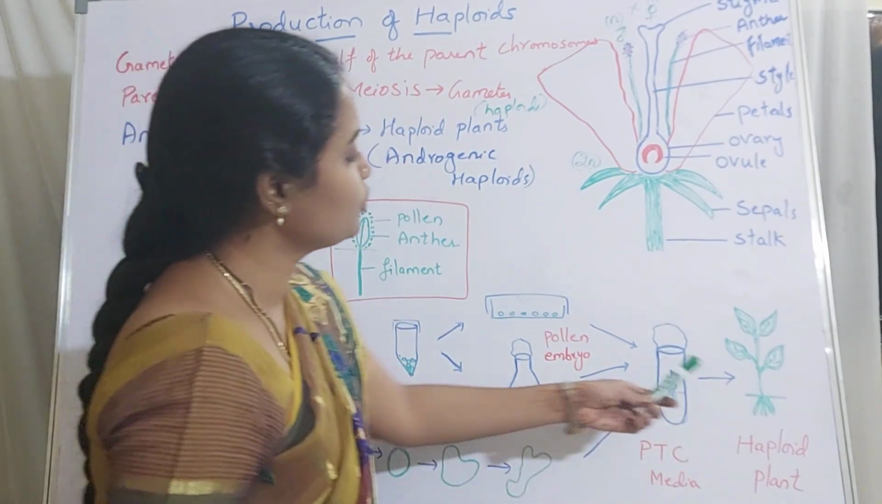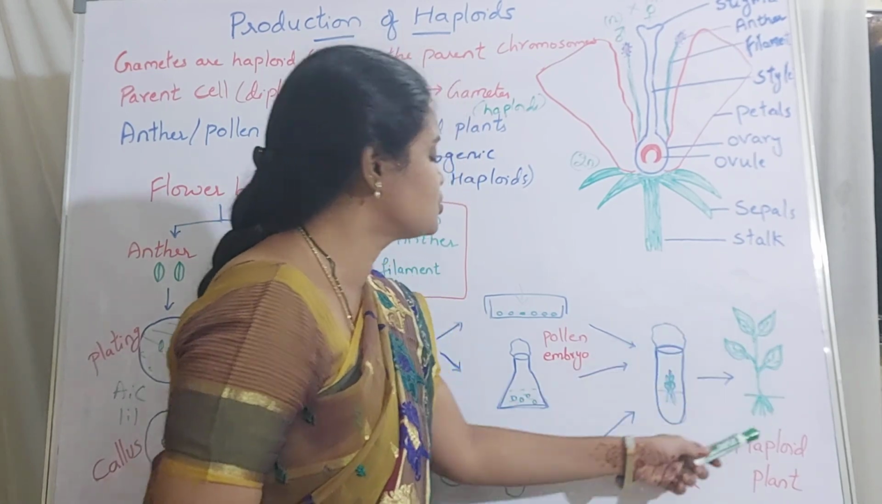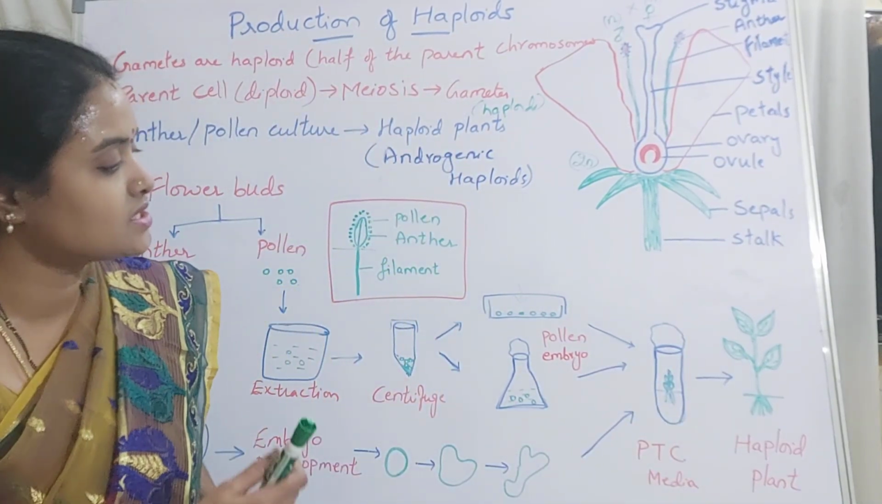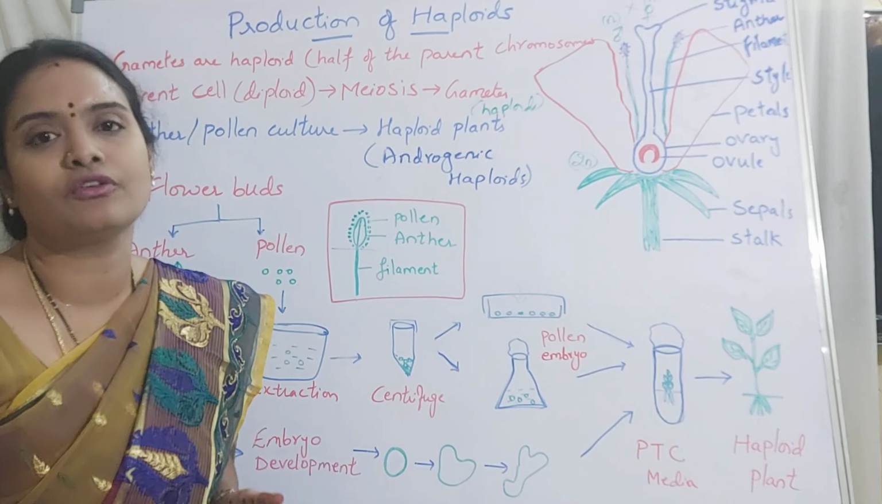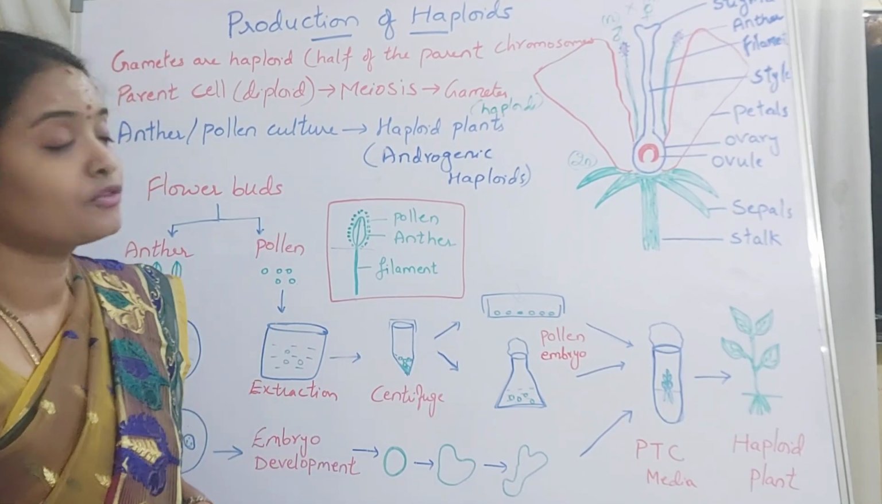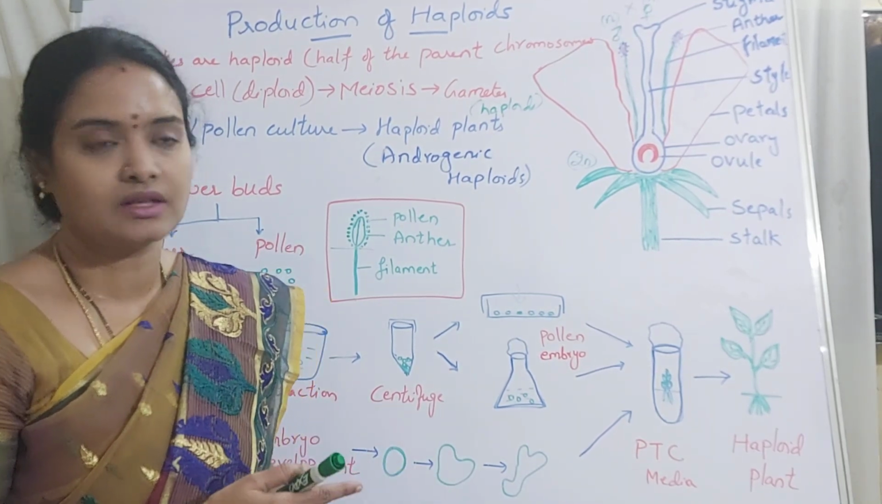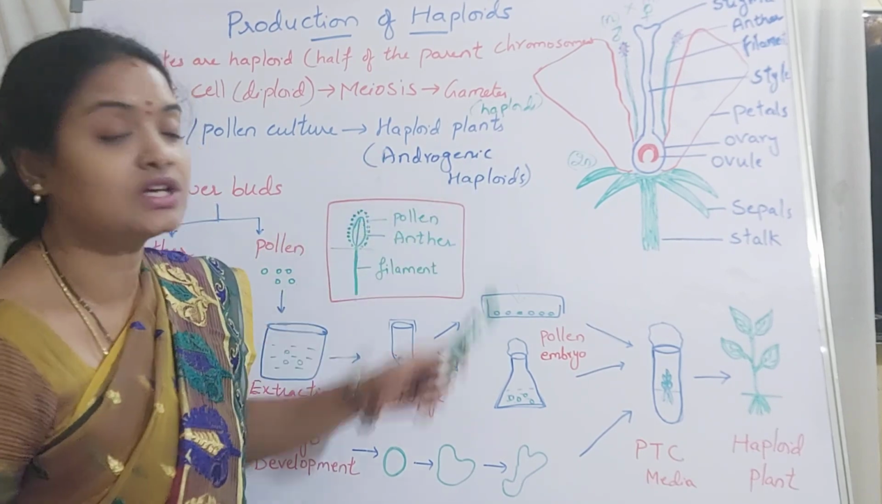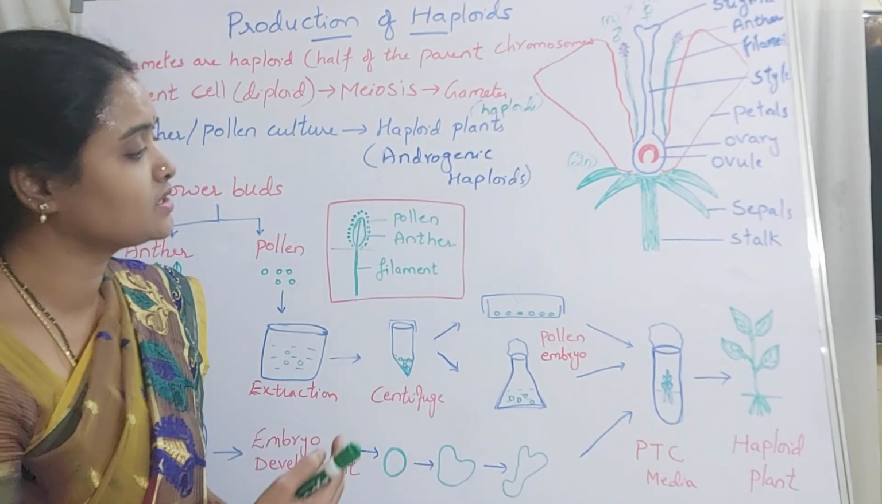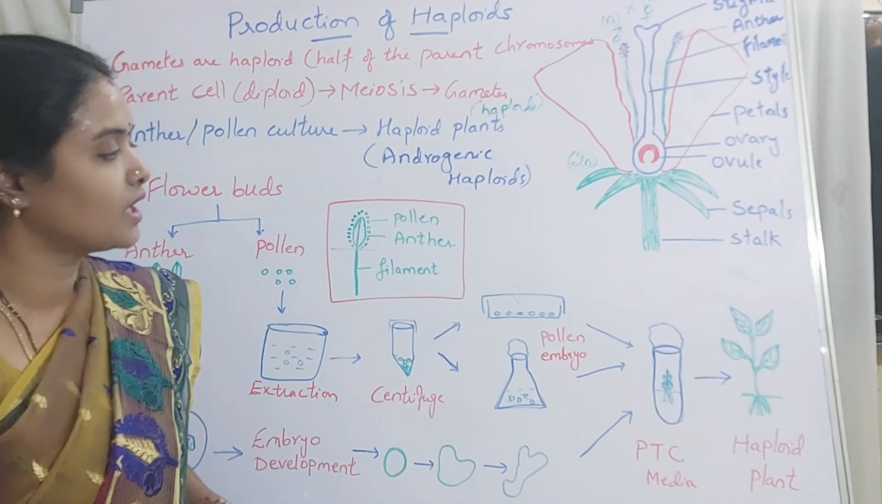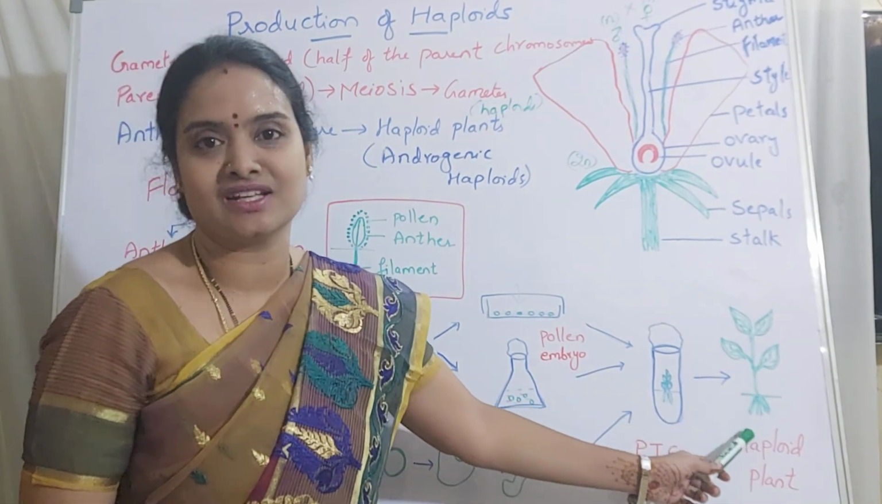Okay, so now you can see these are the androgenic haploid plants, which consist of only one set of chromosomes inherited from a single parent. In this case, as these are androgenic haploids, the single set of chromosomes is inherited from the male parent. Is that clear?